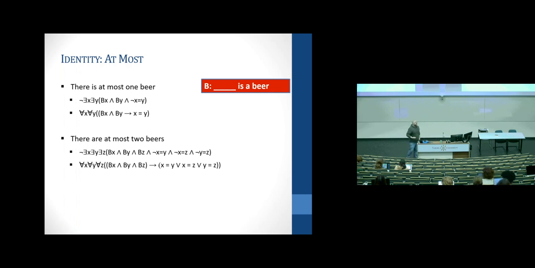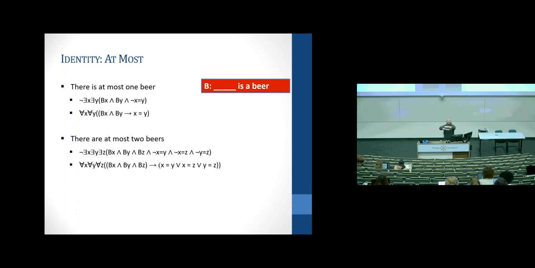So the trick for at most, if you have at most n, you always need n plus 1 quantifiers. And then you'll need either clauses, if you're using the universal, clauses that say they're identical, pairwise, or you just use the negated at least 1 bigger. Good so far? So we've got tools now to say, here's the minimum number, here's the maximum number.